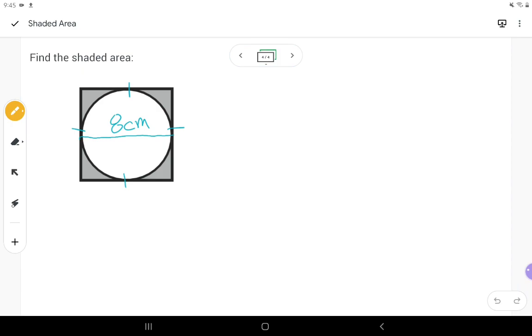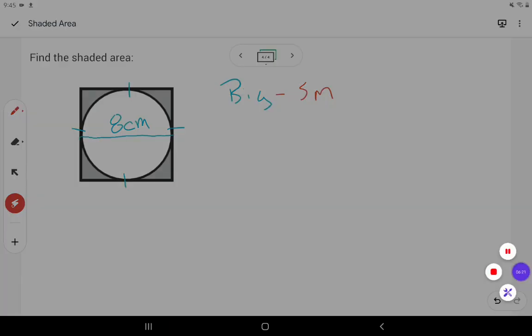Something like this looks kind of cool. I got a circle that looks like it's been cut out of a square, right? So, big shape minus small shape. Okay, so when I'm looking at these two shapes, the square is the big one. I can see that the square going all the way around the outside, all sides are the same. All sides must also be 8 centimeters.